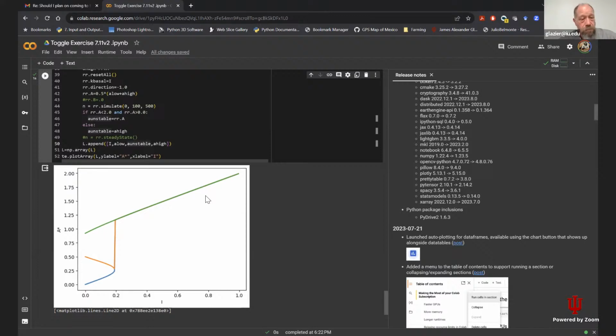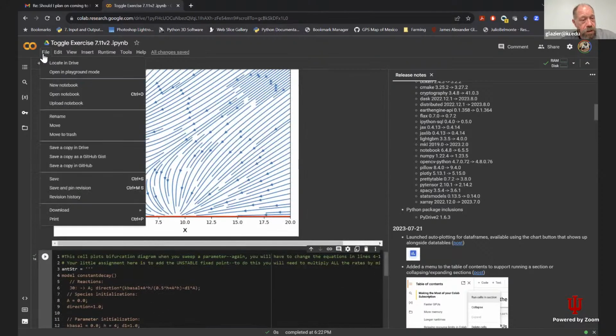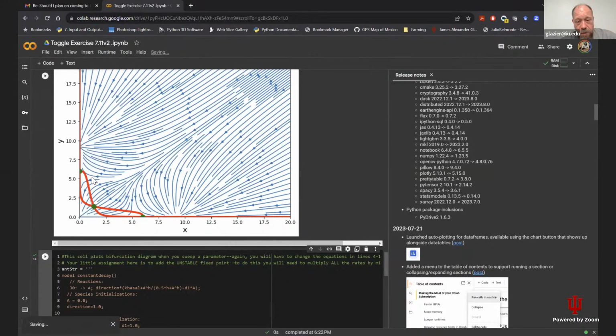Okay. Why doesn't everybody try downloading the new version of the code and see if you can get it to run for yourselves?